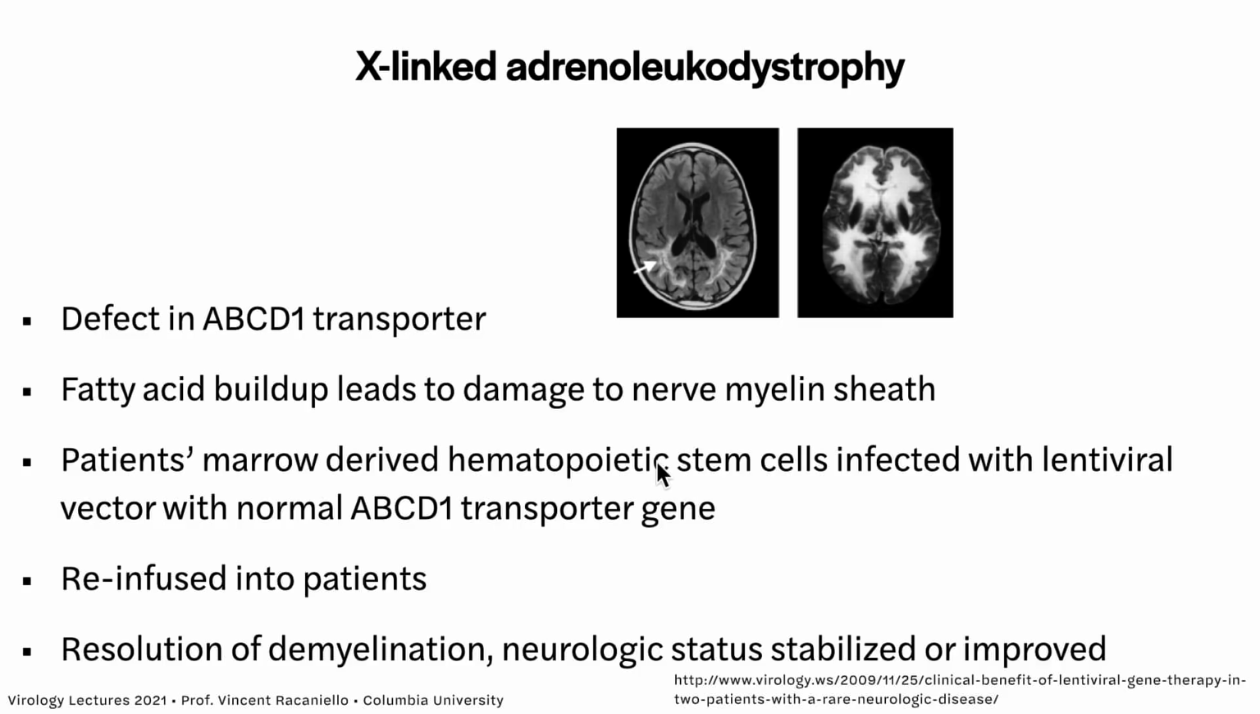So they took out, again, their stem cells, transduced them with a lentiviral vector with the normal gene, and reinfused the cells into the patient. The demyelination was resolved. I think this is after on the left and before on the right, and their neurological status stabilized or improved. I put this here because a former hematologist here, Art Banks at Columbia, was involved in this trial, and he actually wrote the blog post that's on my blog.